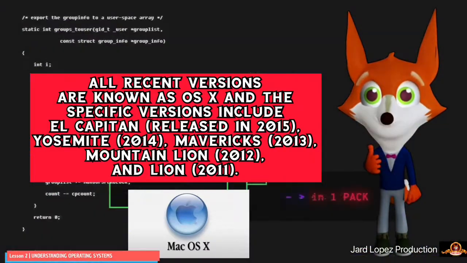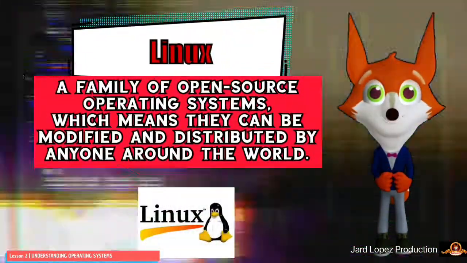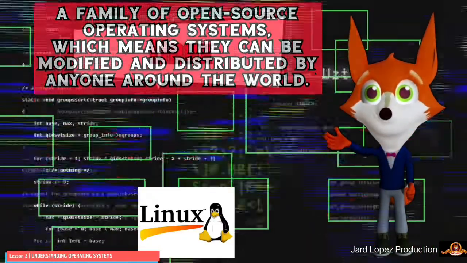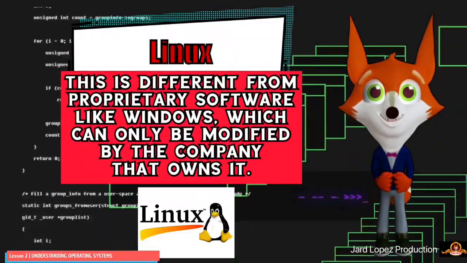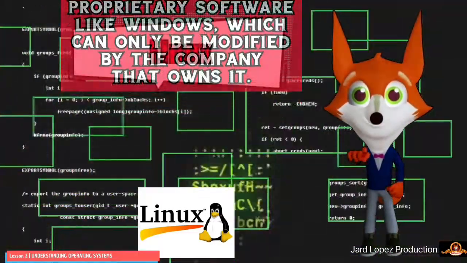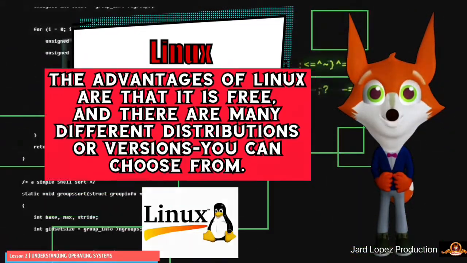Third, Linux is a family of open-source operating systems, which means they can be modified and distributed by anyone around the world. This is different from proprietary software like Windows, which can only be modified by the company that owns it. The advantages of Linux are that it is free, and there are many different distributions or versions you can choose from.